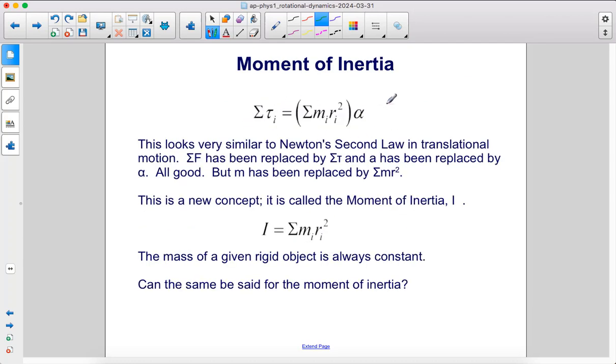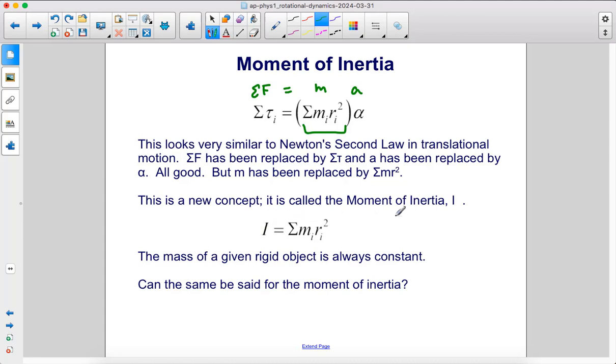This looks very similar to Newton's second law in translational motion. So remember, it's net force equals ma. This looks very similar. Net force has been replaced by net torque, and a has been replaced by alpha. All good. However, m has been replaced by this, the summation of m sub i r sub i squared. This is a new concept called the moment of inertia, capital I.